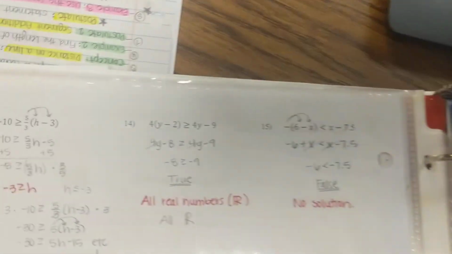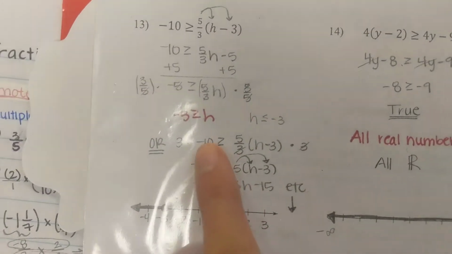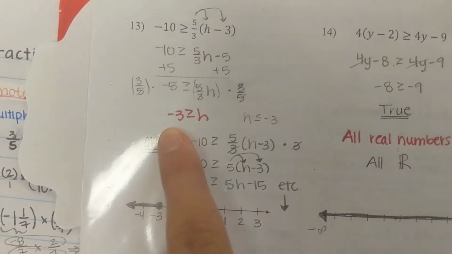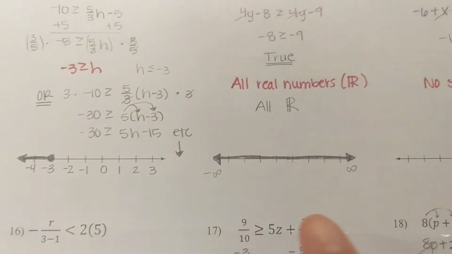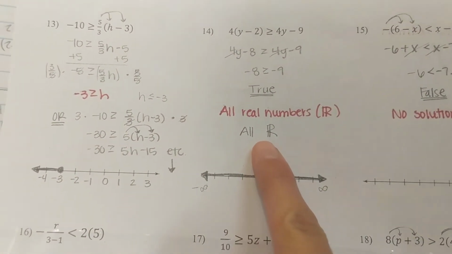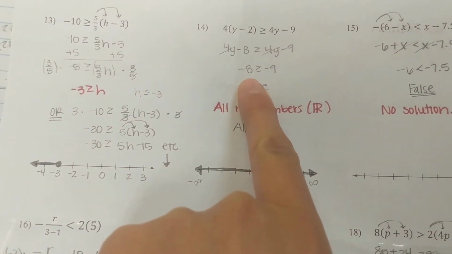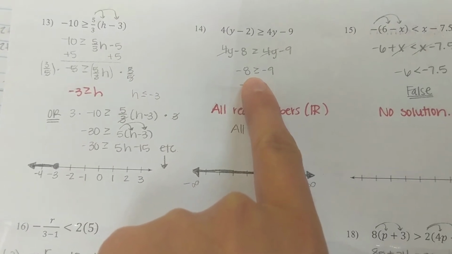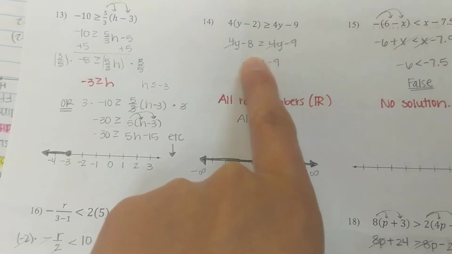All right, so for problem 13, hopefully you are able to solve the inequality as negative 3 is greater than or equal to h. Pull it out. Get rid of the glare. Okay. And we'll talk about how to graph these in just a moment. For number 14, hopefully you got maybe something like negative 8 is greater than or equal to negative 9. Notice those variable terms cancel.